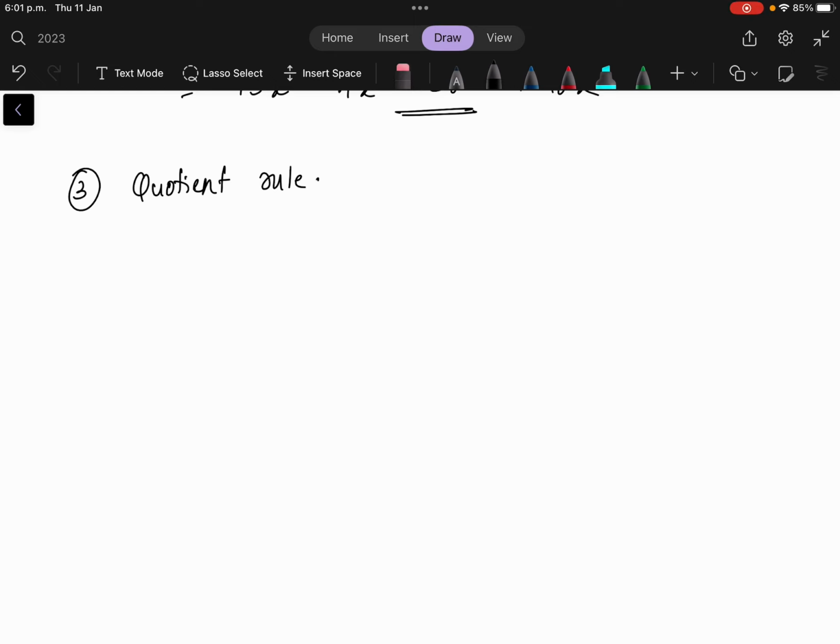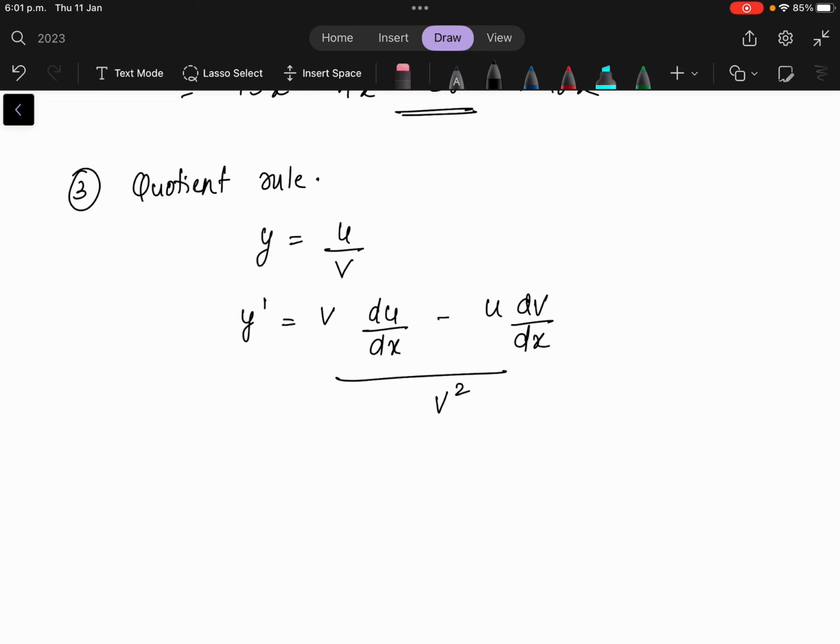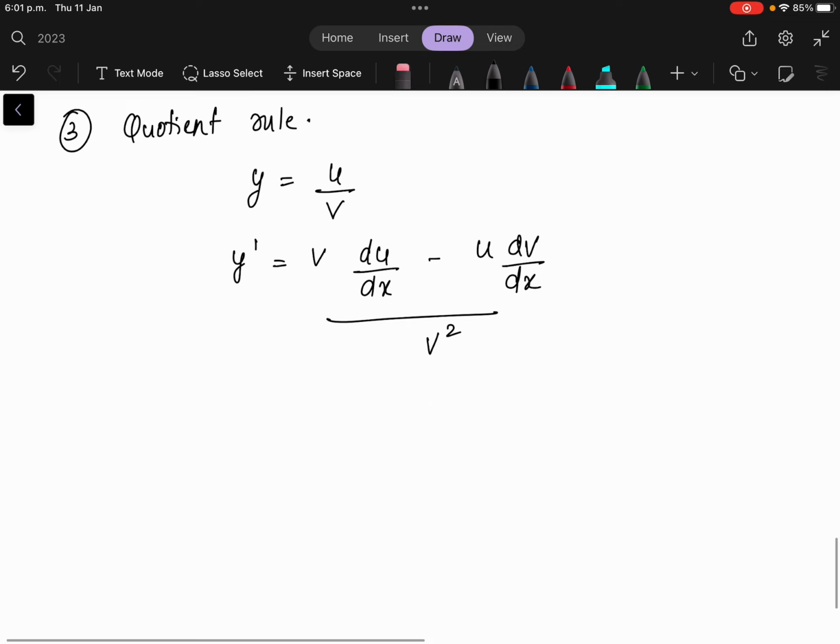Okay, quotient rule works when you have a function which is like u over v. So in the previous case it was uv, and here it is u over v, and u and v are functions of x. So in this case, the differentiation will be v into du by dx minus u into dv by dx, all divided by v squared. Now this is also there in the formula book, but you need to memorize it. You need to write it down and understand how to do it.